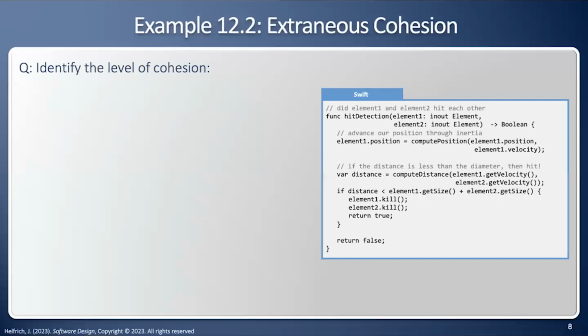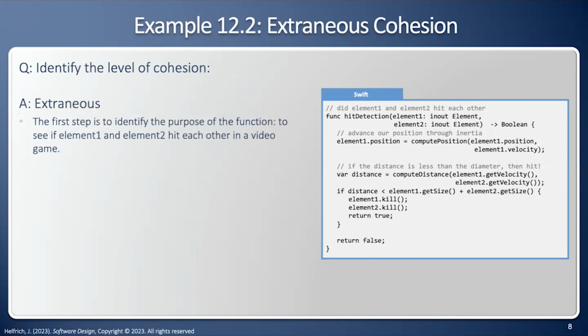Let's take a look at a separate example here. Here I have a function called hit detection written in Swift. I take two elements and I'm going to return true if they hit and false if they don't. So what I'm going to do here is find the distance between the two elements. And then if the distance is less than the combined radius of the two, then I'm going to return true with a hit, or false, they haven't hit. So on the surface, this does in fact look like I have strong cohesion.